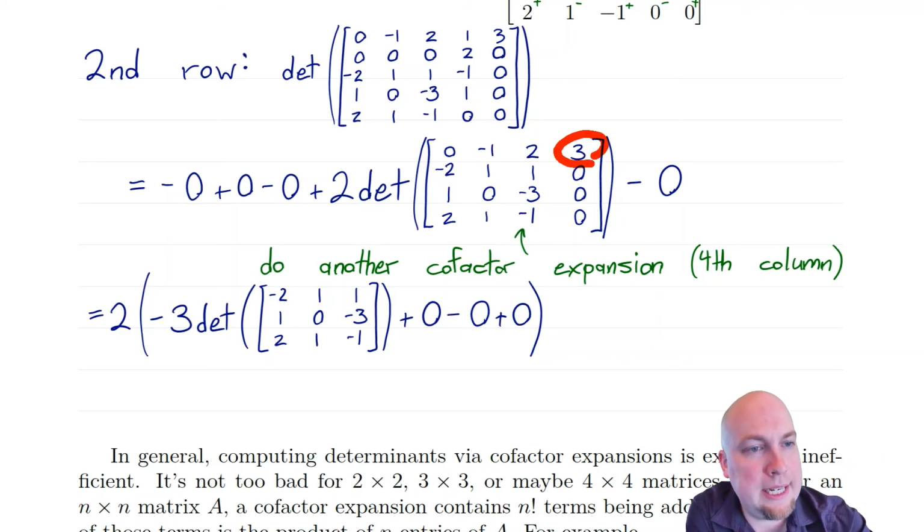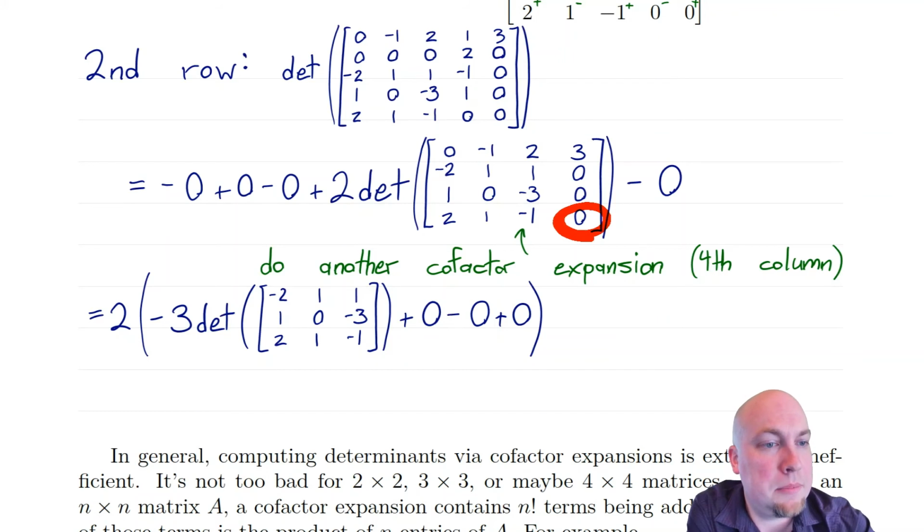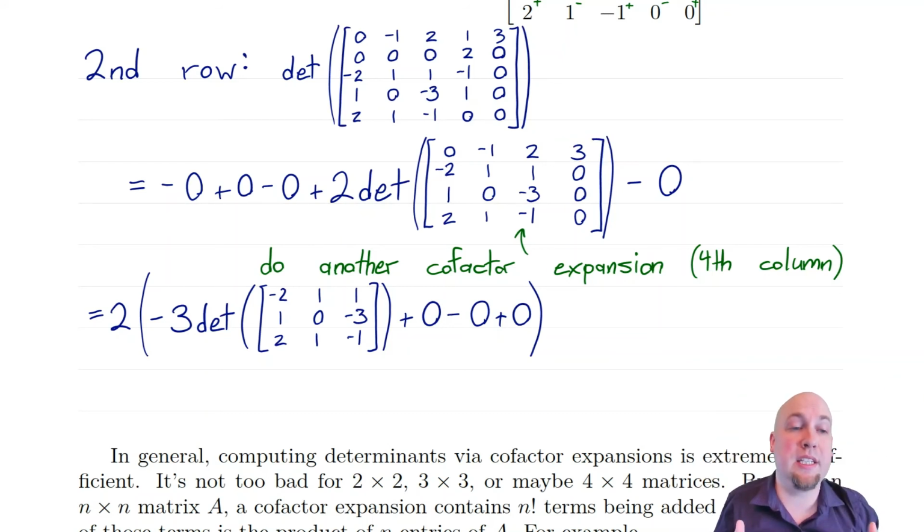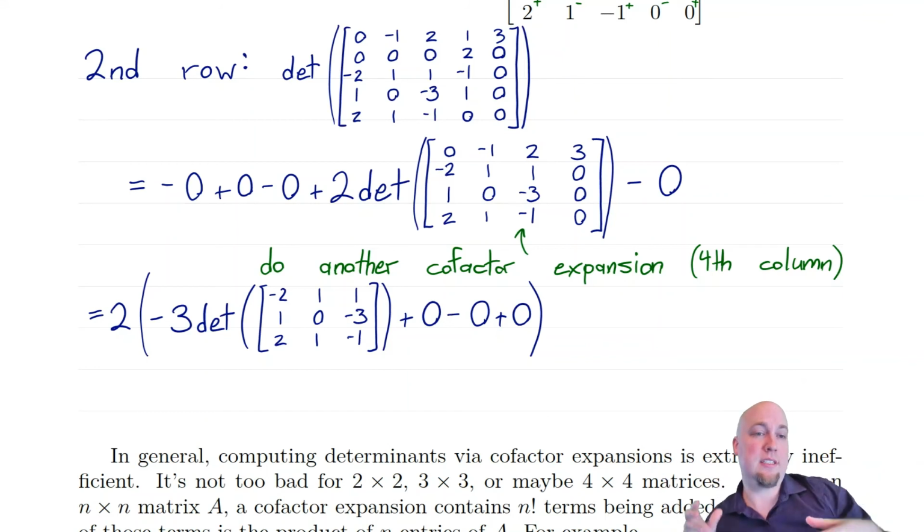So it's going to be minus 3 times some determinant, plus 0 times some determinant, minus 0 times some determinant, plus 0 times some determinant. So the 3 zeros don't matter really. The important piece is I get a minus 3 times a 3x3 determinant this time. Again, the cofactor expansion decreases the size by 1.